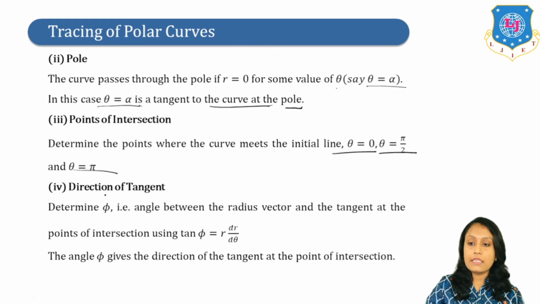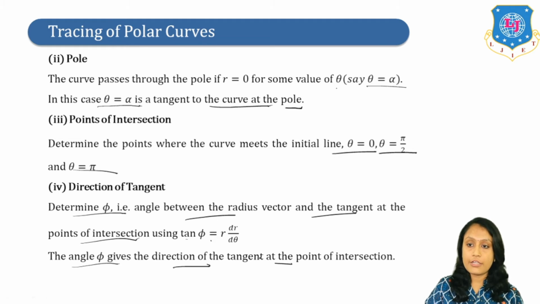Now the next one is direction of tangent. So we will determine phi. What is phi? It is the angle between the radius vector and the tangent at a point of intersection, using the formula tan phi is equal to r into dr by d theta. Now this angle phi gives the direction of the tangent at the point of intersection.